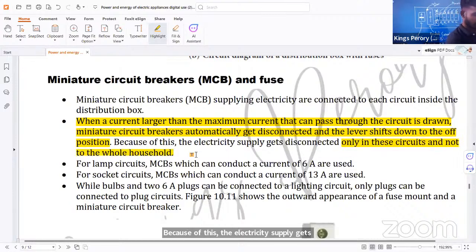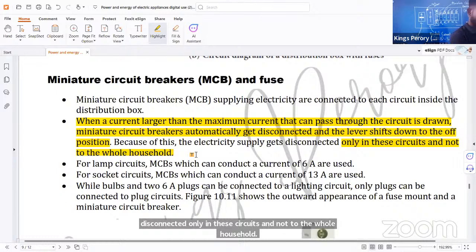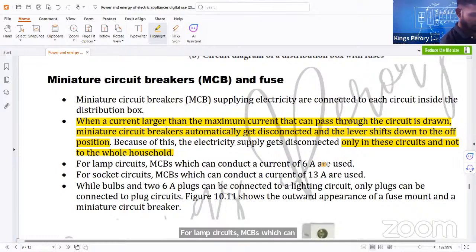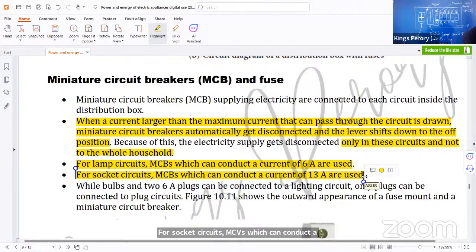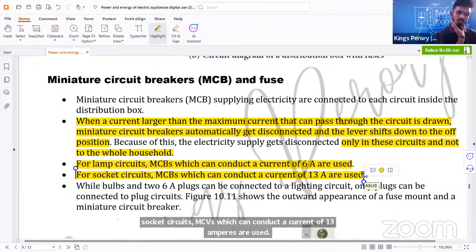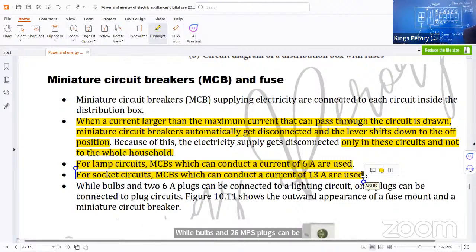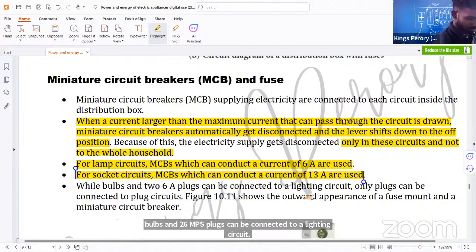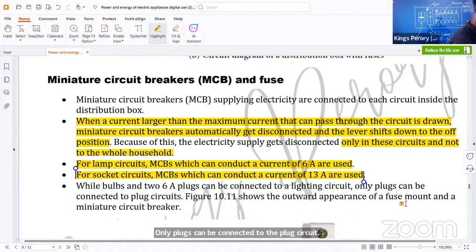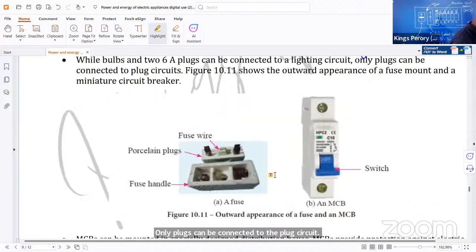For lamp circuits, MCBs which can conduct a current of 6 amperes are used. For socket circuits, MCBs which can conduct a current of 13 amperes are used. While bulbs and 6 ampere plugs can be connected to a lighting circuit, only plugs can be connected to the plug circuit. Figure 10.11 shows the outward appearance of a fuse mount and a miniature circuit breaker.